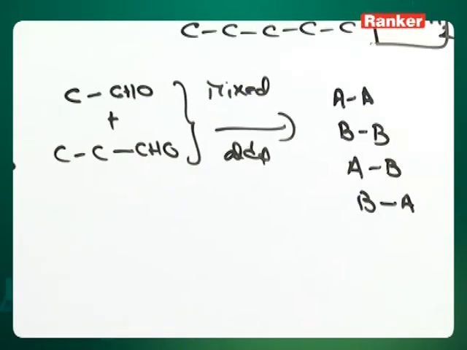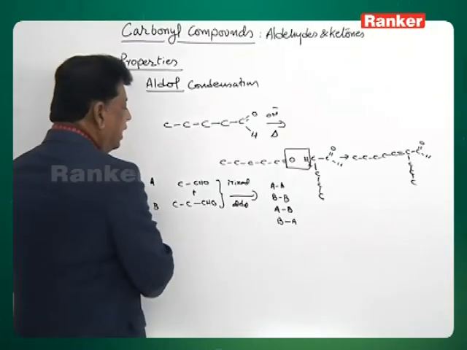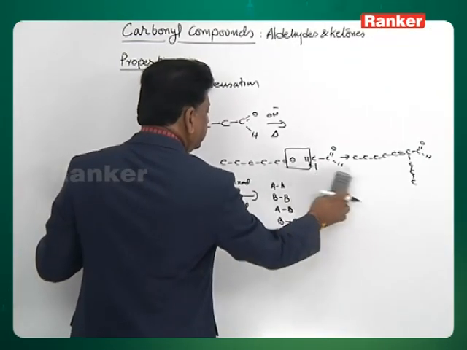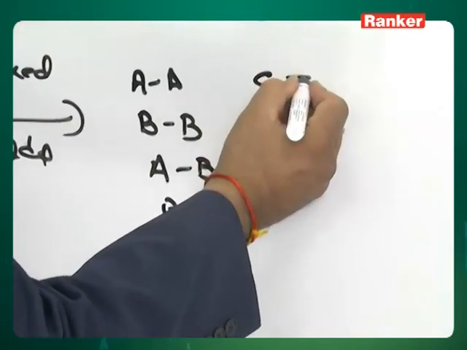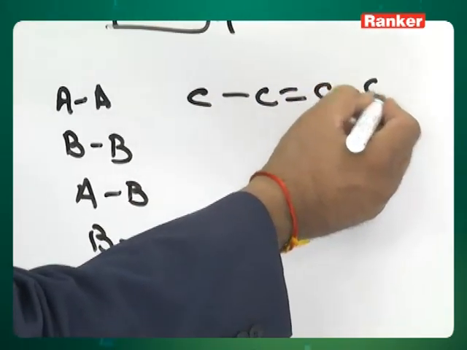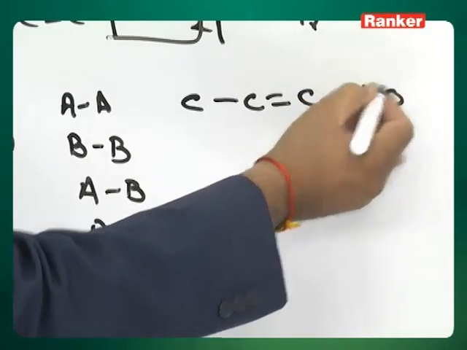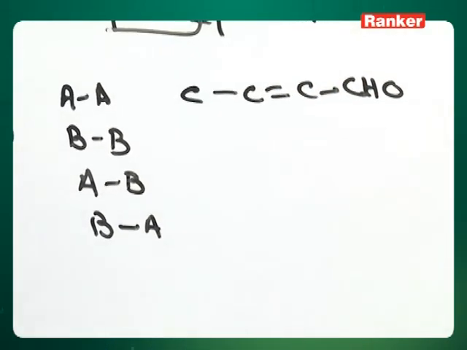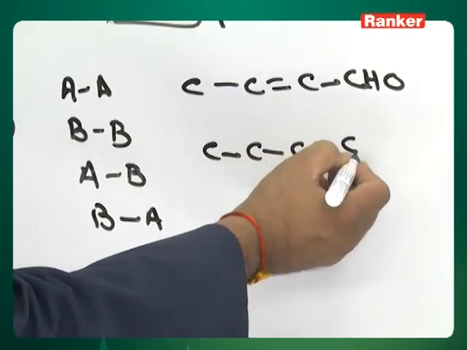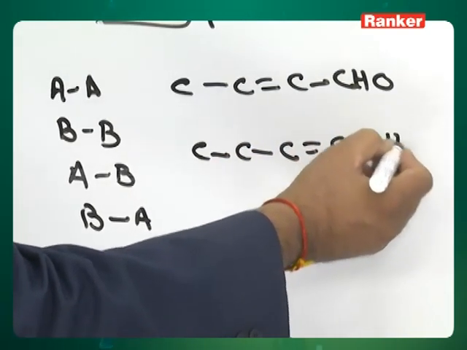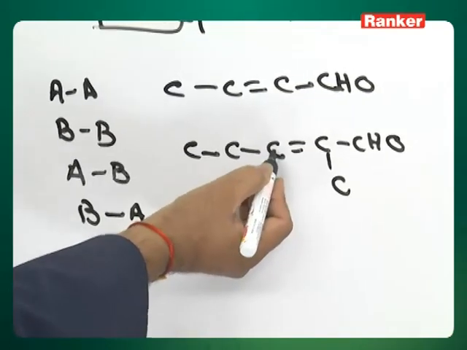So, all the 4 types of the compounds are formed, and how these structures are written means acetaldehyde plus acetaldehyde, let us write like this. This is acetaldehyde and acetaldehyde, A and A. B and B is when you write this side B is okay, but this side B when you write, you have to show that the alpha hydrogen is condensed.